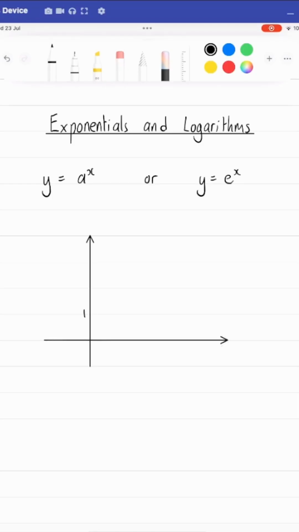E is a constant irrational number like pi. You don't need to know what it means, but it means that the gradient of the line at any point on the curve is equal to its x-coordinate on the graph.